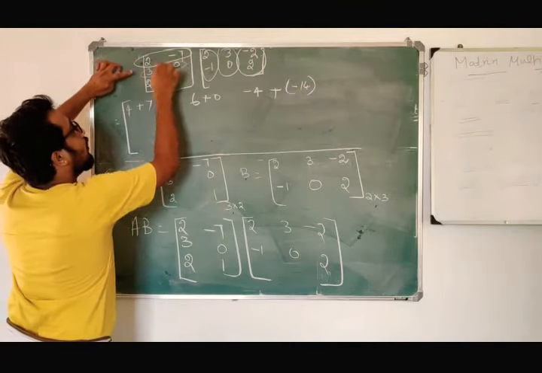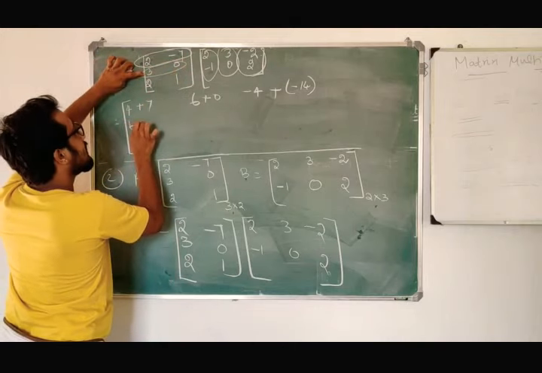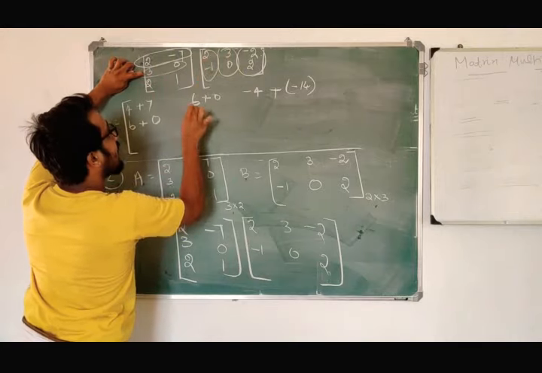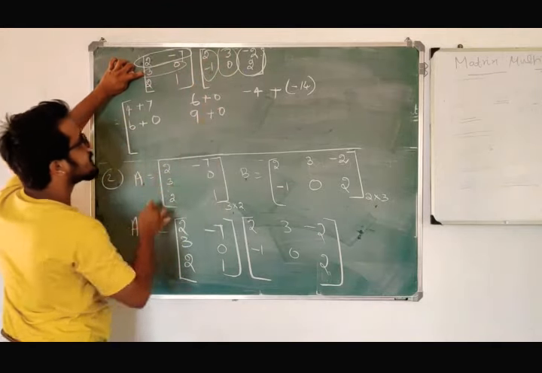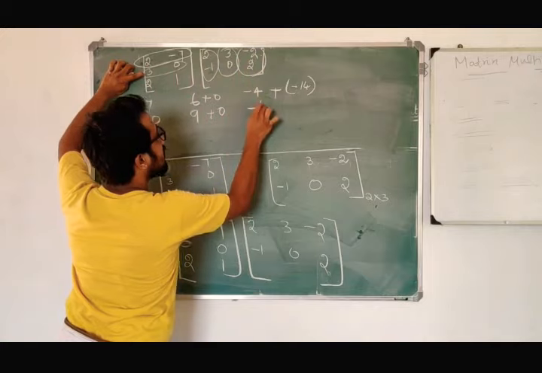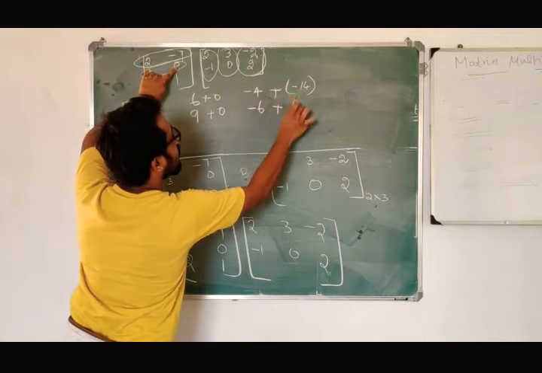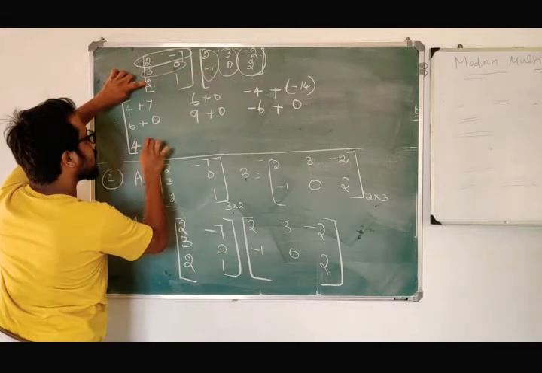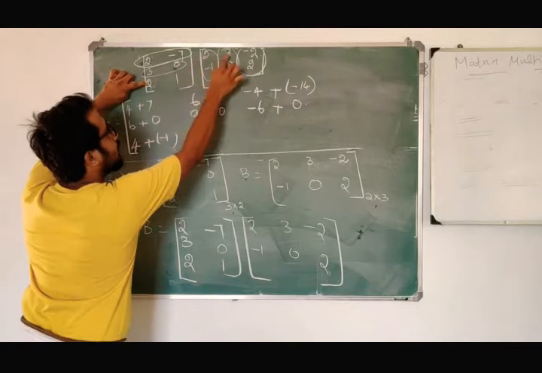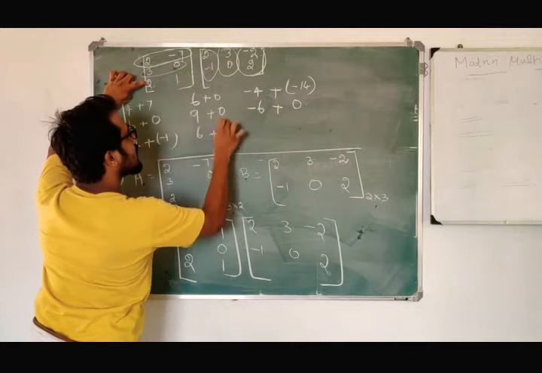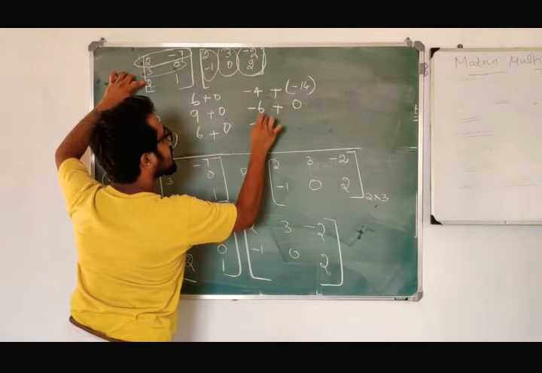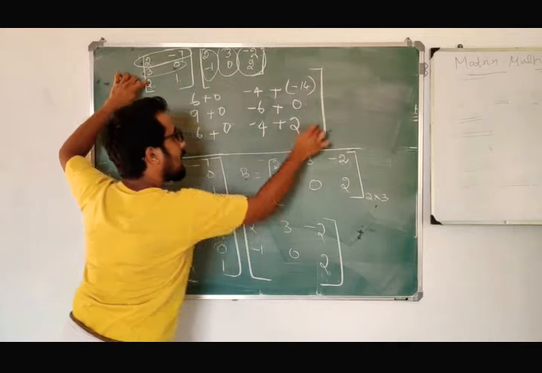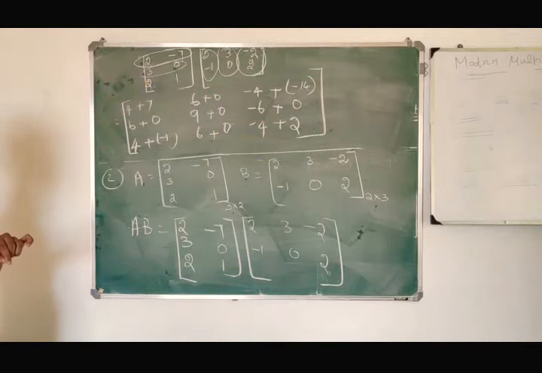Now second row: 3 into 2 is 6 plus 0 into minus 1 is 0. 3 into 3 is 9 plus 0 into 0 is 0. 3 into minus 2 is minus 6 plus 0 into 2 is 0. Third row: 2 into 2 is 4, 1 into minus 1 is minus 1. 2 into 3 is 6 plus 1 into 0 is 0. 2 into minus 2 is minus 4, 1 into 2 is 2. Is it clear to everyone?